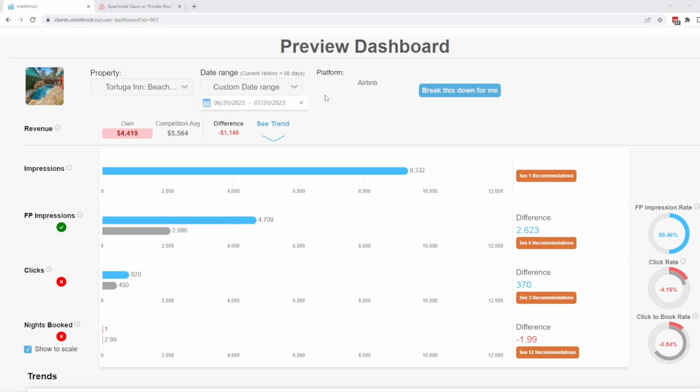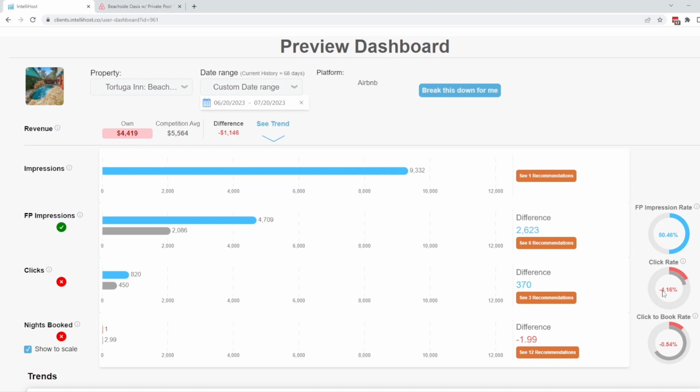You can see that she's getting a green check mark for first page impressions, meaning she's beating her competition pretty strongly here. Now, you can see her first page impression rate, meaning the percentage of time she's appearing on first page, is about 50%, which is really, really strong. She's getting more clicks than her competition, but she's not converting those first page impressions into clicks quite as efficiently as her competition. Now, it's not major. She's only down about 4%.